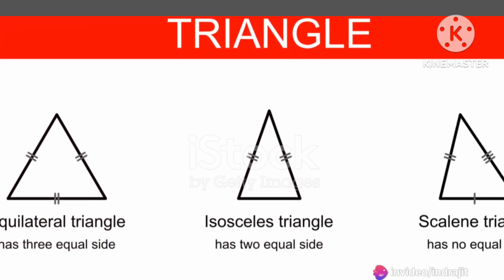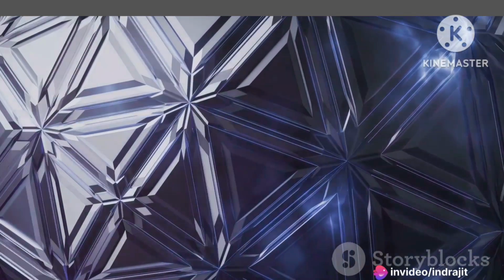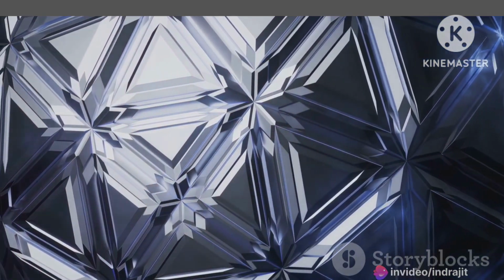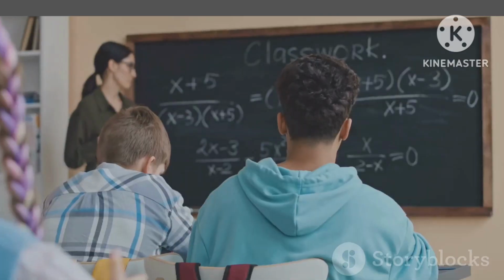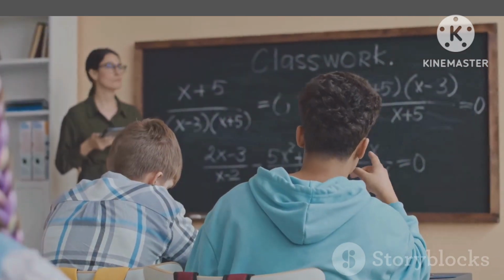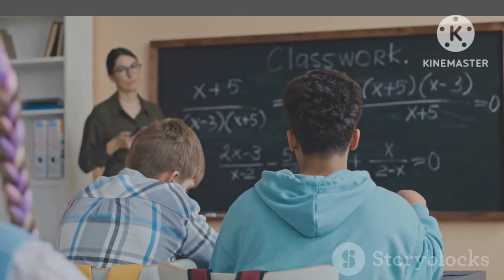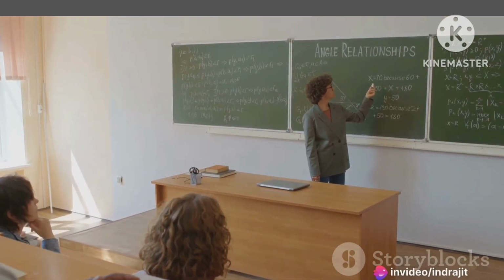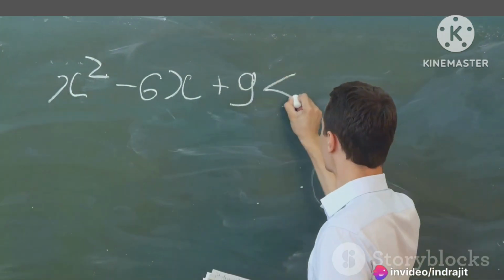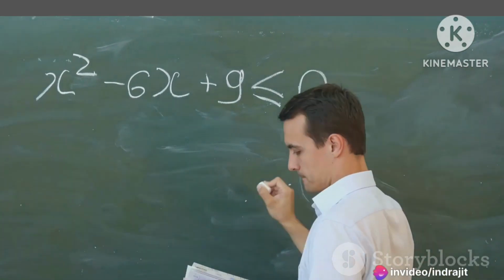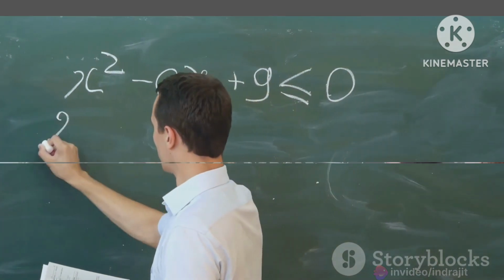A right-angled triangle, as the name suggests, is a triangle with one angle that is exactly 90 degrees. The longest side of this triangle, opposite the right angle, is known as the hypotenuse. The other two sides are commonly referred to as the opposite and the adjacent, relative to the angle you're considering.